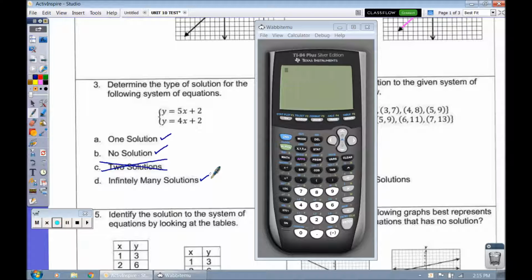Well, these are already in y equals. Let's put them in y equals in the calculator, and let's see which one of these 3 best fits the graph. And if you look right here, it does look like they cross. And where they cross, so you have a line like this and a line like this, they cross at 1 point. That means they have one solution. So our answer is A.